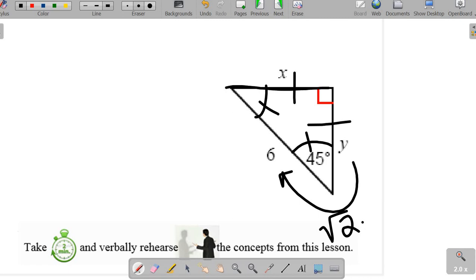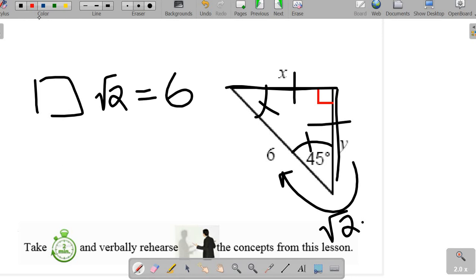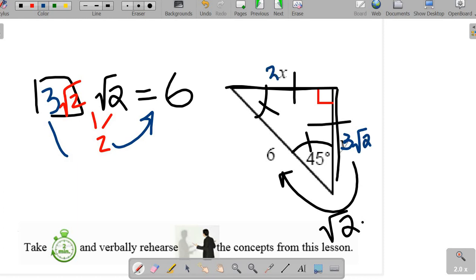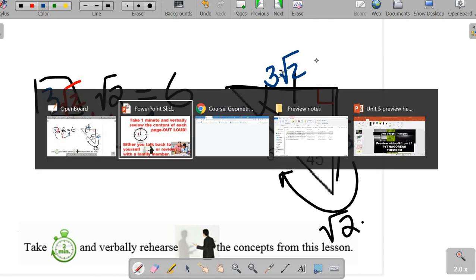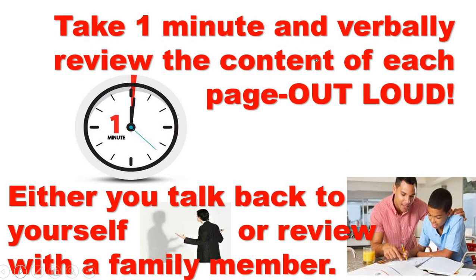Legs are the same. Problem is you don't have either of them. It reads like this. Something times root 2 is 6. Well, I know I need a root 2. That gets me 2. What times 2 is 6? The answer is 3. Complete answer here was 3 root 2, and this is also 3 root 2. 45, 45, 90, leg, leg, leg, root 2.